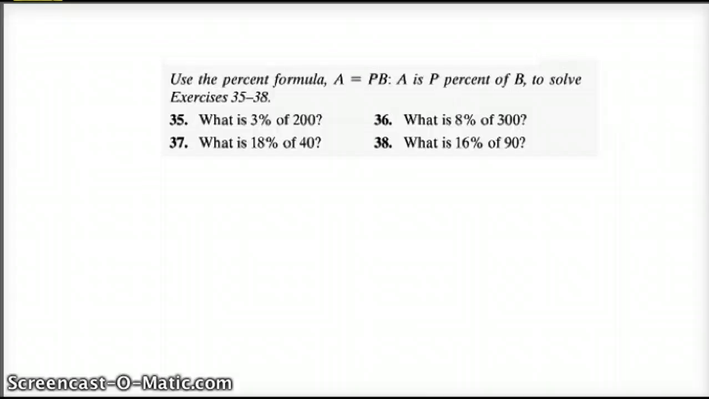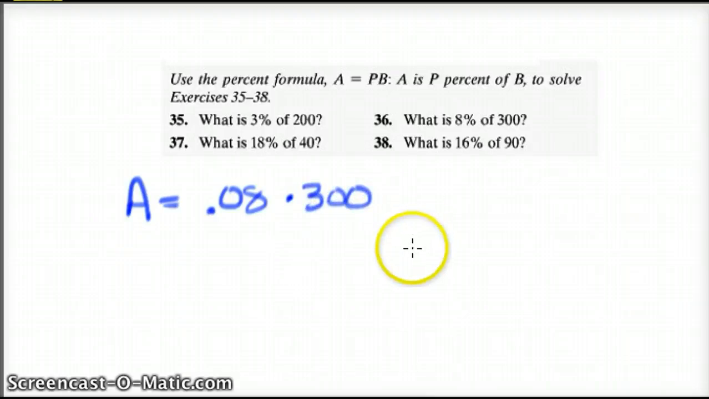Okay, so let's take a look at this here. Use the percent formula, and now remember, A is P% of B to solve the following. All right, let's look at 36. What is 8% of 300? Okay, so I'm going to multiply that out. Now remember, if you think about it, 10% would be 30, 1% would be 3, so the answer is going to be 24.